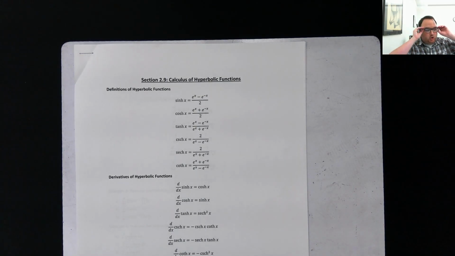All right, today we are going to be moving on to section 2.9. This is the calculus of hyperbolic functions. Let's first define what these are.